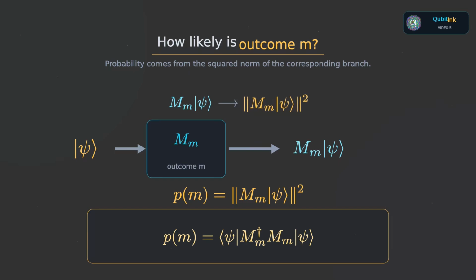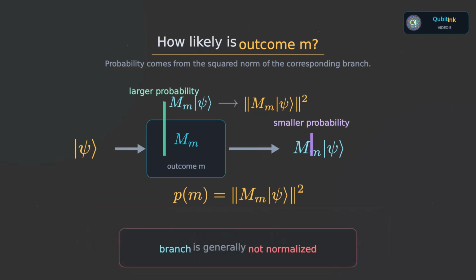Then calculate the squared length of that vector. A longer branch corresponds to a larger probability. A shorter branch corresponds to a smaller probability. The branch itself, however, is generally not normalized. And that becomes important once an outcome actually occurs.